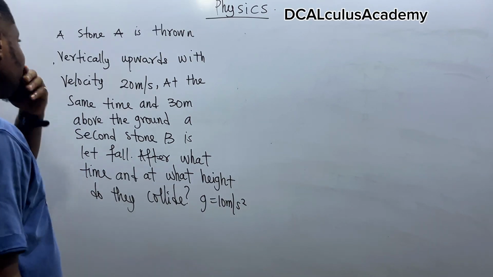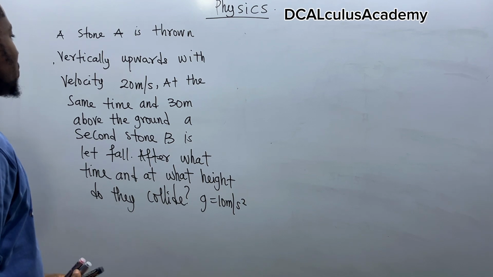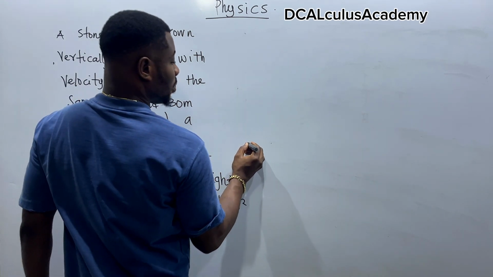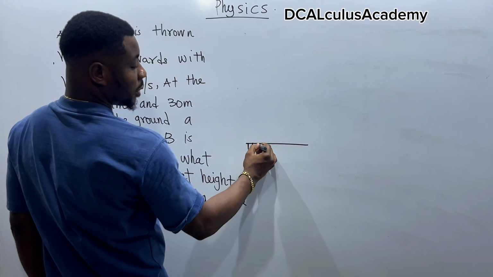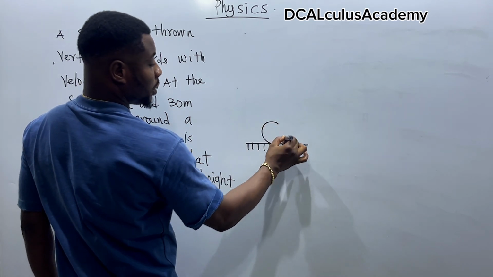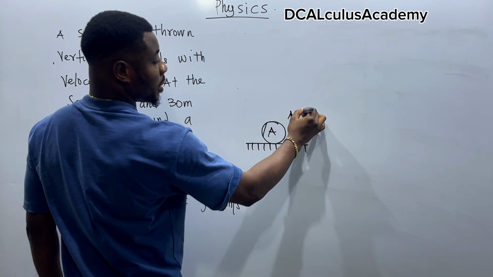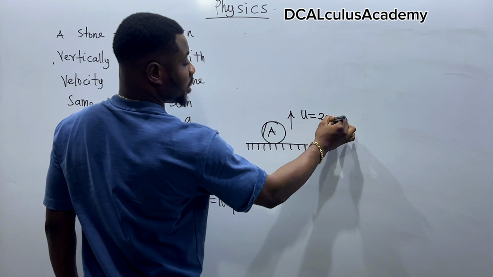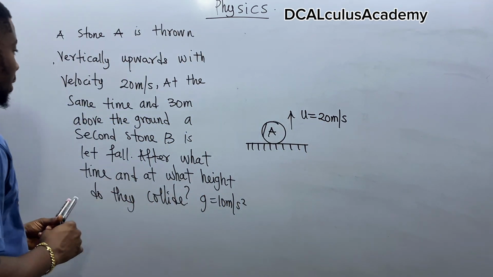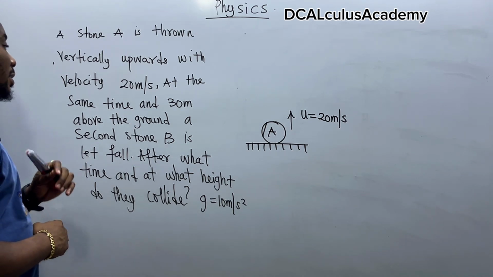All right, the question says that a stone is thrown vertically upwards with a velocity of 20 meters per second. So let's create a common base here where the stone is launched. This is a stone launched at this point, stone A. It is launched with a speed of 20 meters per second. Now they said at the same time and 30 meters above the ground.